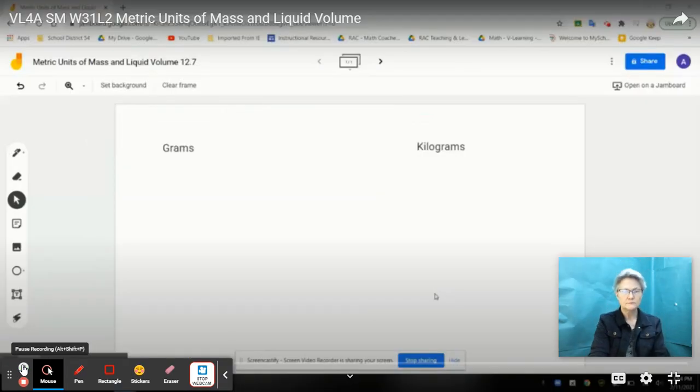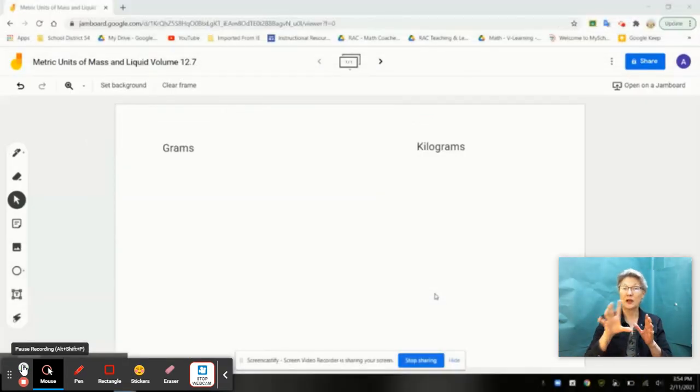Back to another day of math. Today, we are going to look at metric units of mass and liquid volumes. Now, mass is the amount of matter in an object. Metric units of mass include units such as kilograms, or kg, and grams, which we can abbreviate as g. They also include liquid volume, known as liters, uppercase L, or milliliters, a lowercase m and an uppercase L. We'll look at all of those today.